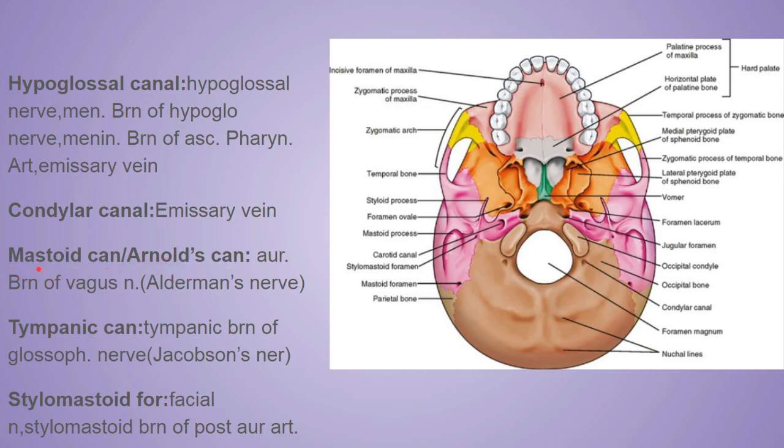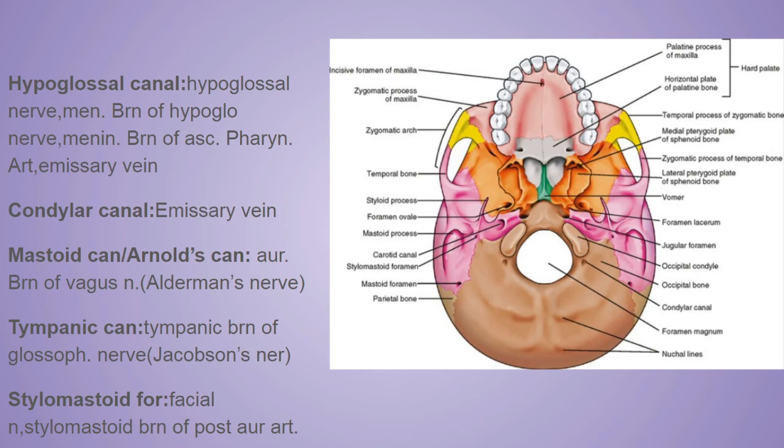Now the mastoid canaliculus, if you remember, is present lateral to the jugular fossa. Somewhere over here, lateral to the jugular fossa. It mainly passes the auricular branch of the vagus nerve, or Arnold's nerve. This nerve passes through the bone, then passes to the facial canal, and then emerges at the tympanomastoid fissure between the tympanic plate and the mastoid part of the temporal bone.